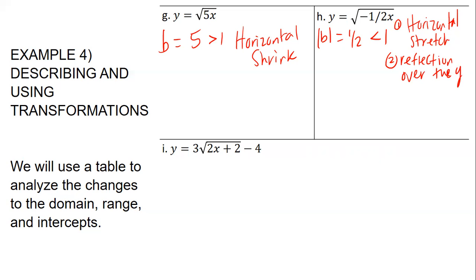All right, so those are our transformations. Now we're going to graph and analyze the domain, range, and intercepts. Cool?